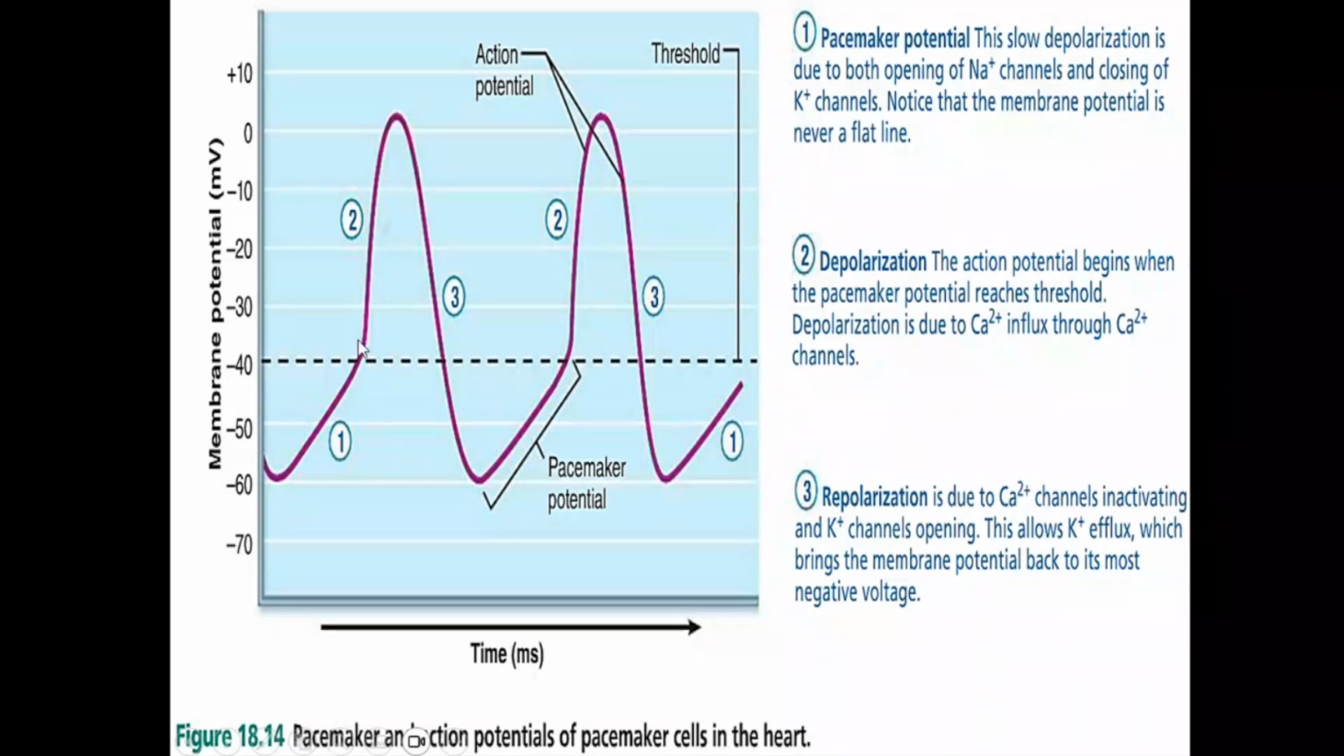Whereas the upstroke is the fast depolarization due to rapid calcium influx. And repolarization is due to potassium efflux, which brings the membrane potential back down to negative. Remember, this much is enough. This part is sodium and slow calcium T channels. Here, rapid calcium through the L-type calcium channel. Repolarization is potassium efflux. So: slow calcium and sodium influx, fast calcium influx, potassium efflux.